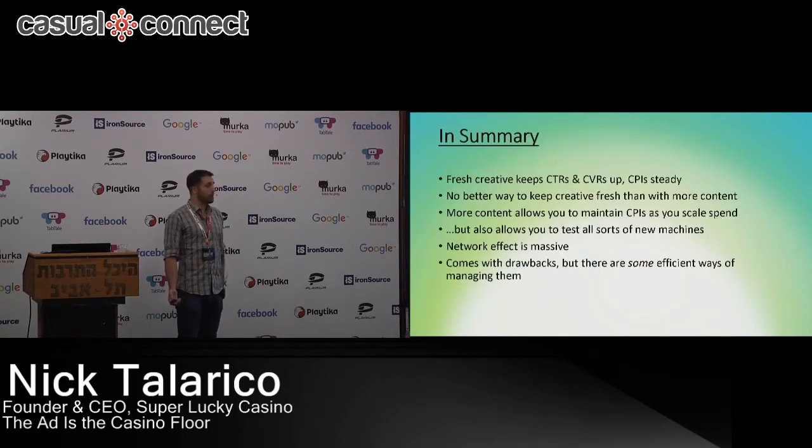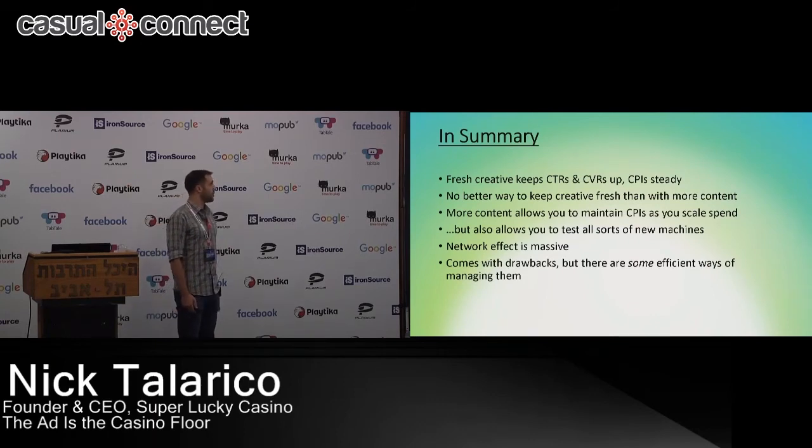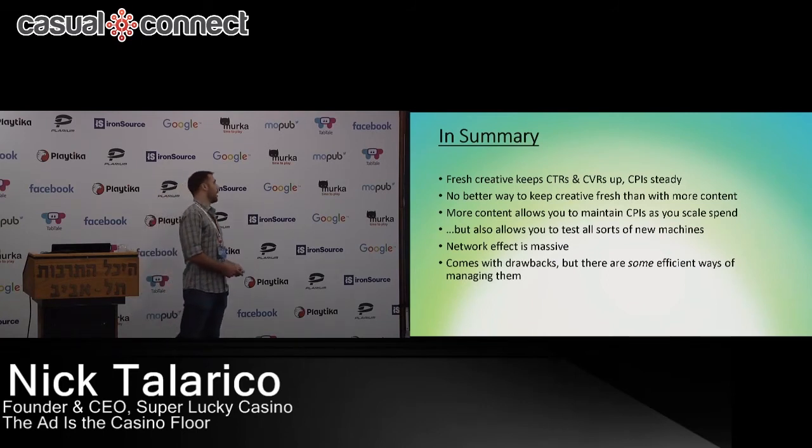So really, in summary, because I'm getting to the end here, fresh creatives keeps click-through rates and conversion rates up, and that keeps your CPIs steady. If you're really good at it, it starts bringing your CPIs down. There's no better way to keep creative fresh than with more content. We kind of did that accidentally, but we found that as we got out more content, we were able to bring our CPIs down. And secondarily, we were auditioning tons of new machine types and new art styles.